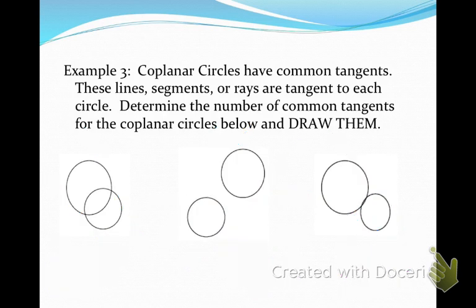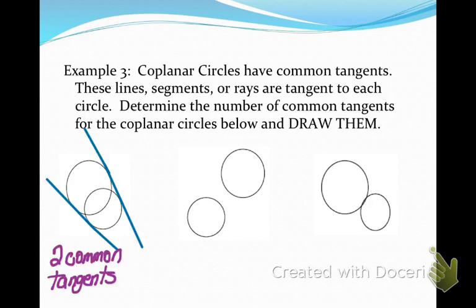Coplanar circles can also have common tangents. These lines, segments, or rays are tangent to each circle. So if we look at our first one there, you can see that I could draw 2 common tangents on the outside of those circles. And so they would have 2 common tangents.